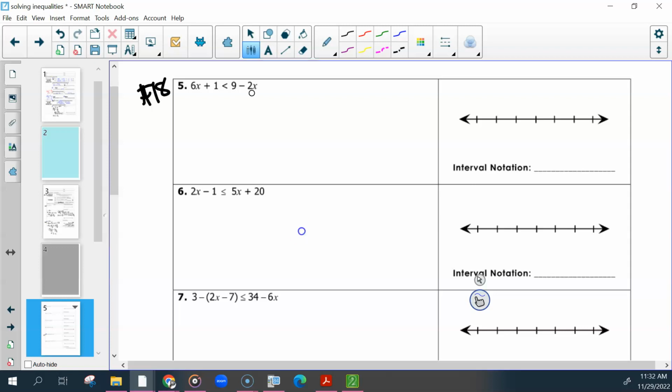So let's say I want to get rid of this negative and move it to the other side. I'm going to add 2x. If I want to do the other step simultaneously at the same time, I can do that. Get rid of the 1 by subtracting it to the other side. So that way we have 8x is less than 8. Divide both sides by 8. Would the sign stay the same or change? It would stay the same because we did not divide by a negative.